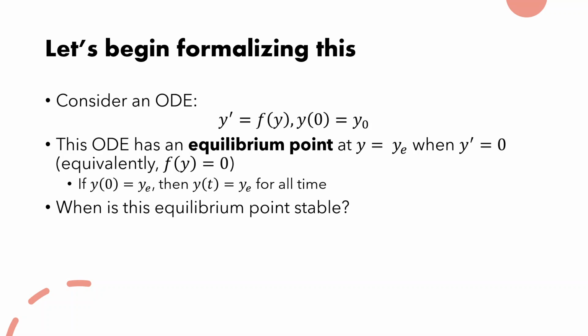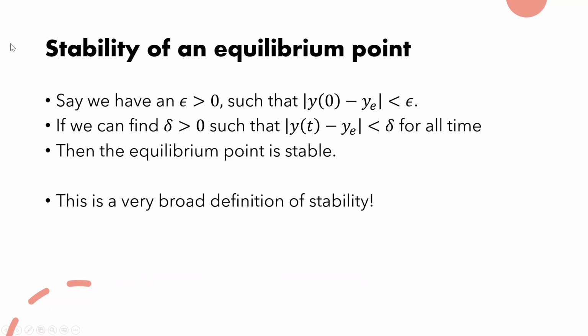Now we can start asking ourselves a question. Okay, well now when is this equilibrium point stable? What happens if I perturb my system and I don't exactly start at the equilibrium point? I'm a little bit off. What happens?